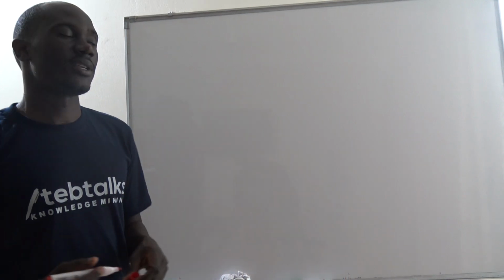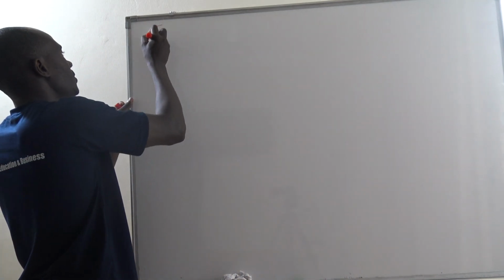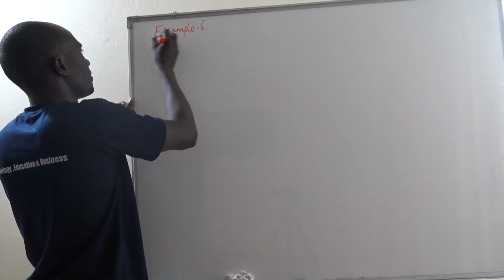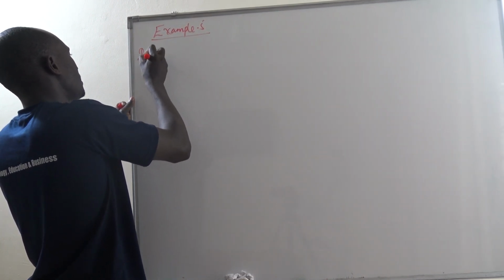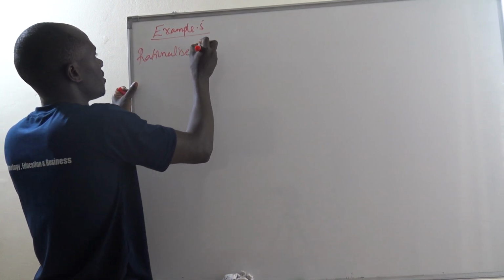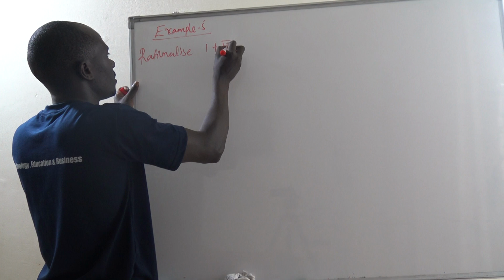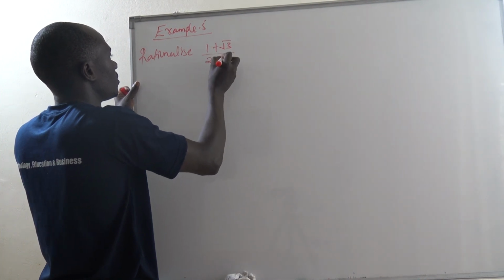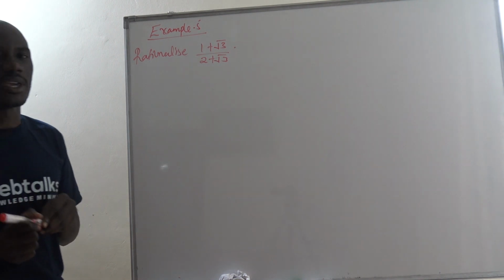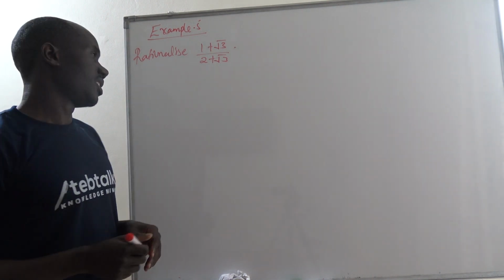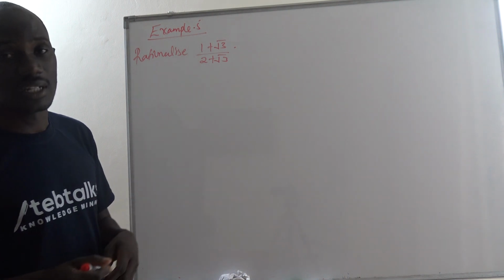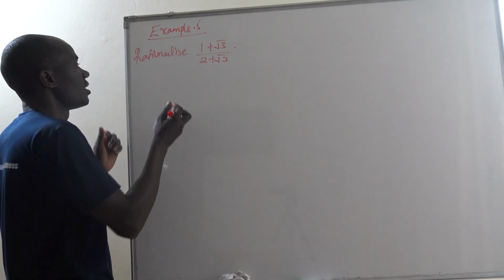So we can move to example 5, still on rationalization. Example 5 goes: rationalize (1 plus root 3) all over (2 plus root 3). So we are going to apply the same ways of taking the conjugate, that is rationalizing the denominator by taking the conjugate on both sides.